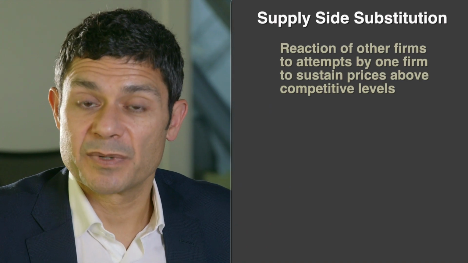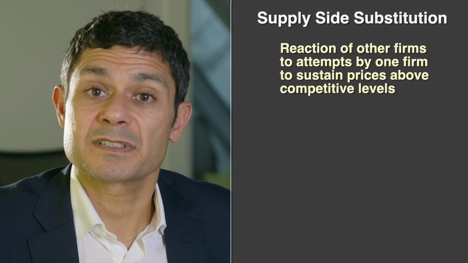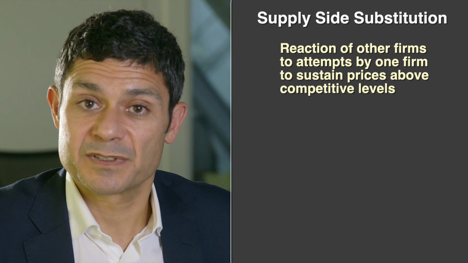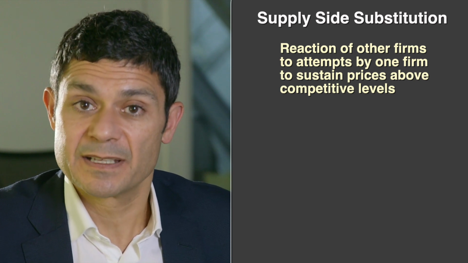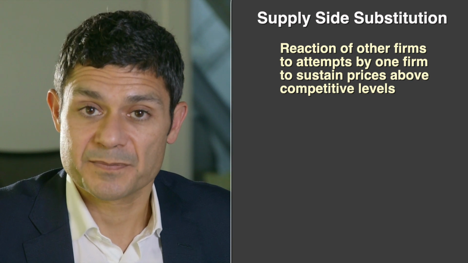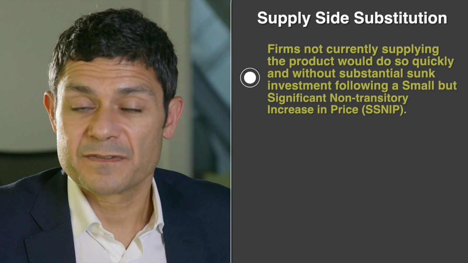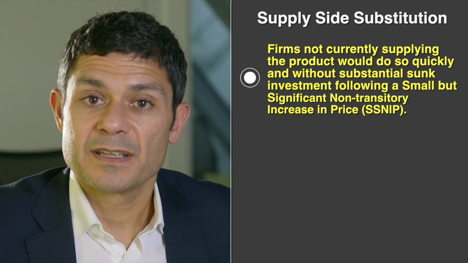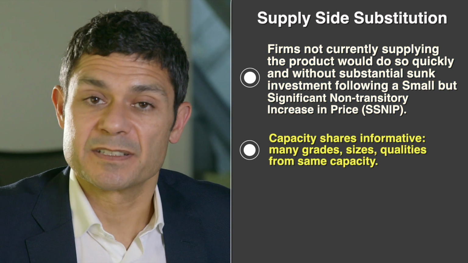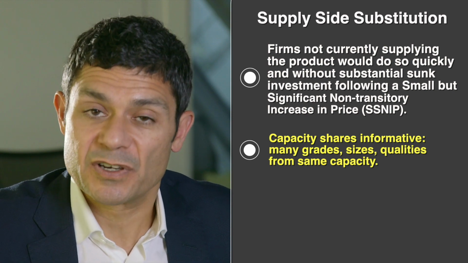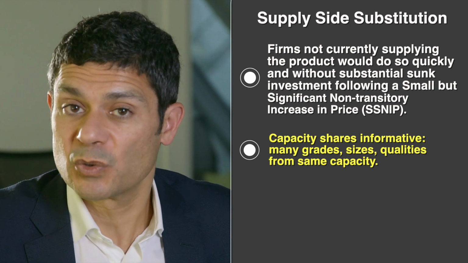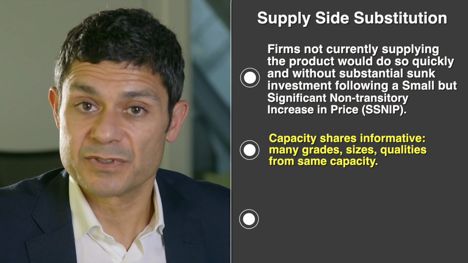Now we're going to talk about supply side substitution. If prices go up by 5 or 10%, it may be that suppliers not currently producing a particular product would do so quickly and without substantial sunk investment. That is to say, enter the market very rapidly, bringing their capacity to the market. This is more likely to occur where the firms already have the necessary production technology to produce the good in question. For example, where the same capacity produces different grades or different sizes or different qualities, it may be that the ability to produce one grade or one size or one quality implies the ability to produce the full range.